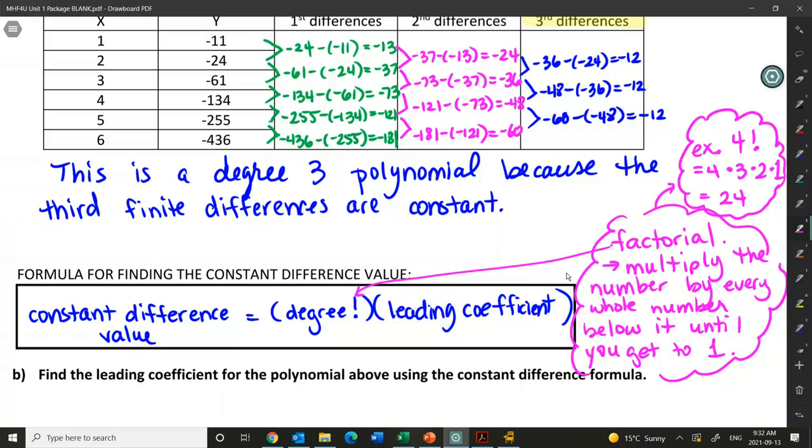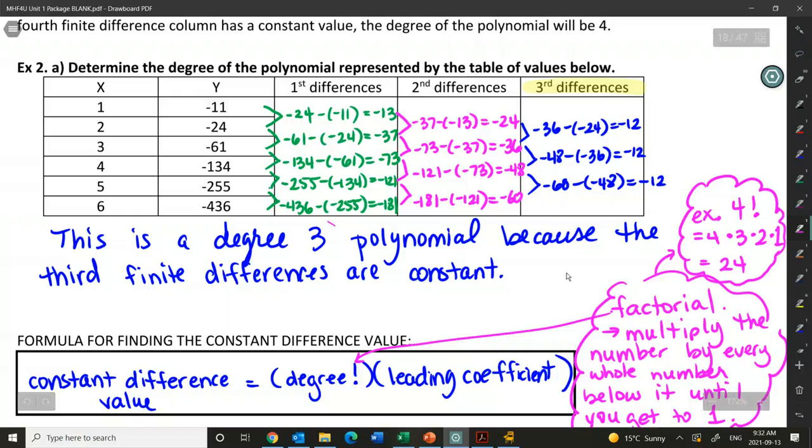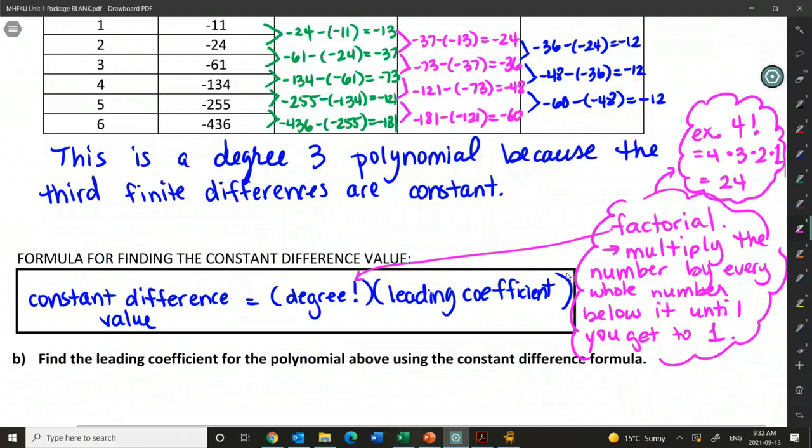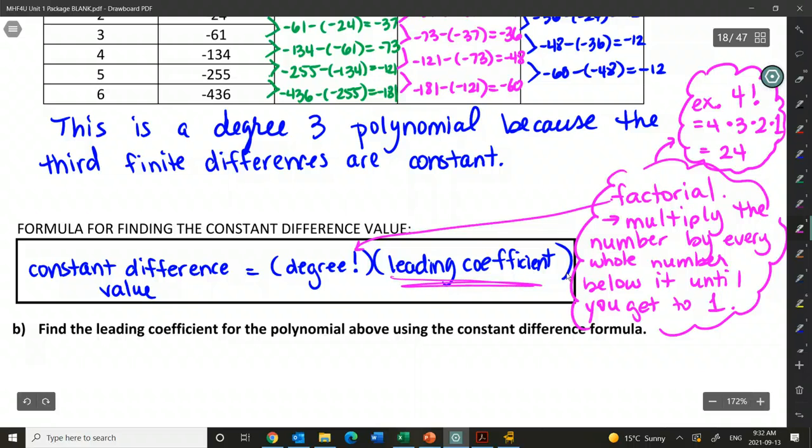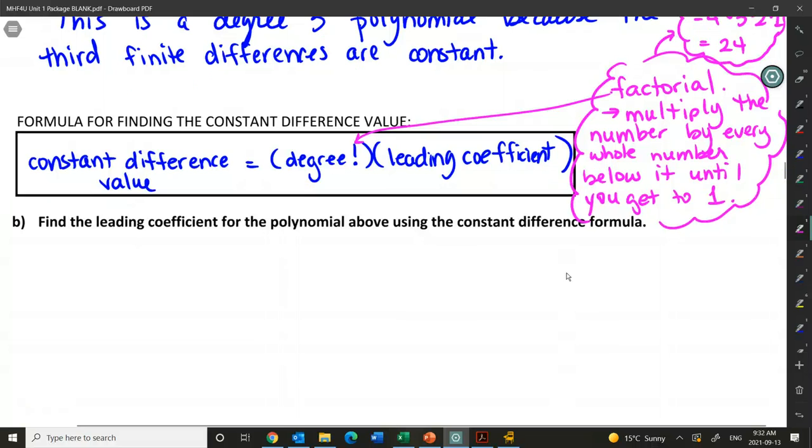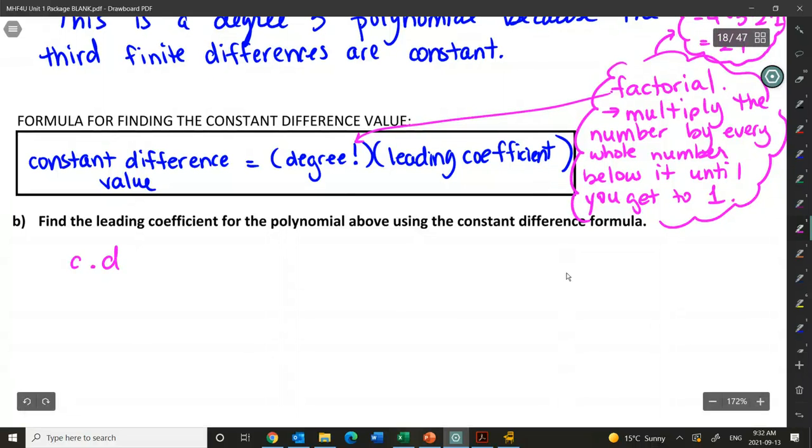Okay, so if I know 2 of these pieces of information, I should be able to find the third. In this case, above, I know that the degree is 3. We've determined that because the third finite differences are the same. And I know the constant difference value. So I could find the leading coefficient of the polynomial above, and that would help me find end behavior, and it would help me know the general direction of my polynomial. So if I use this formula above, I usually just do the short form: constant difference equals degree factorial, and then I'll use LC for leading coefficient.